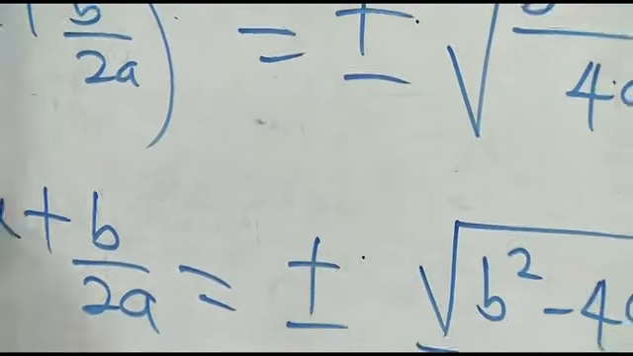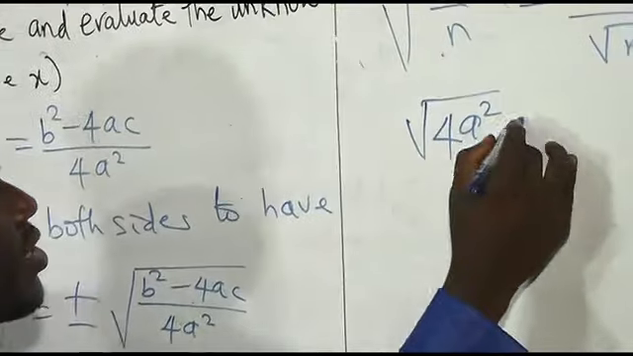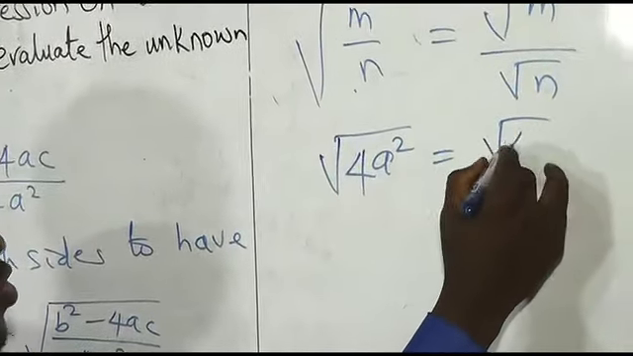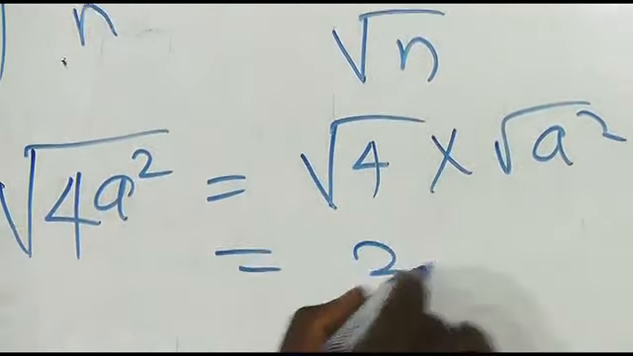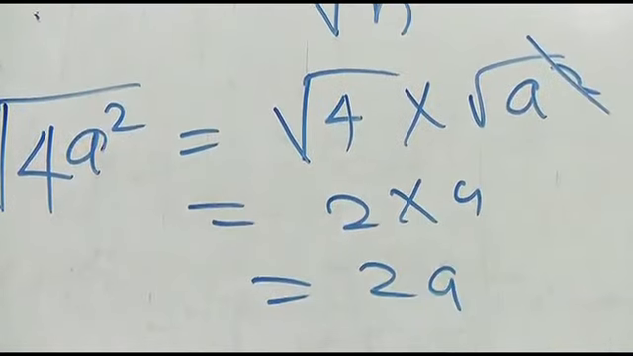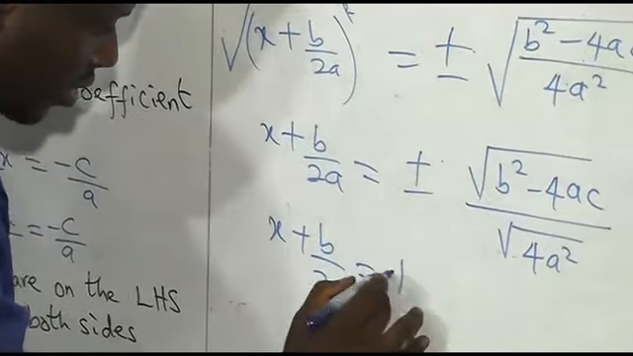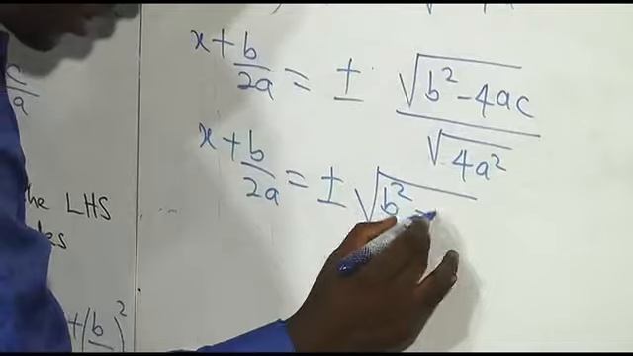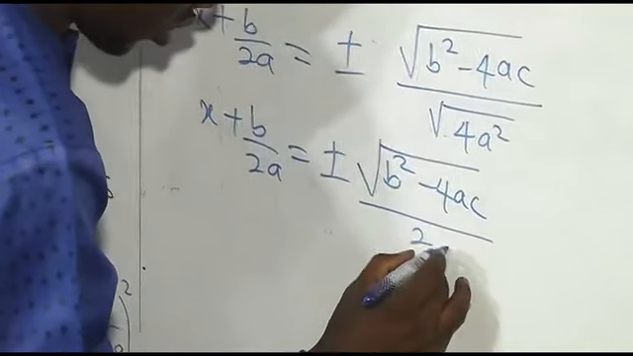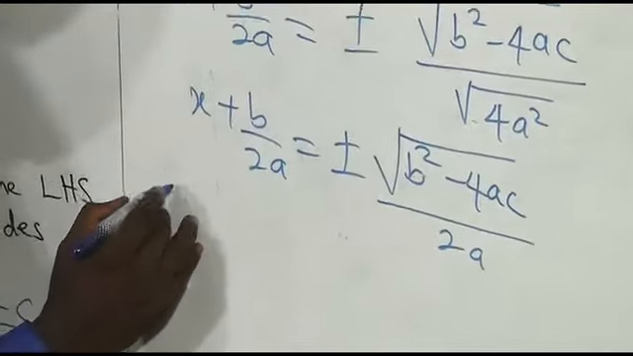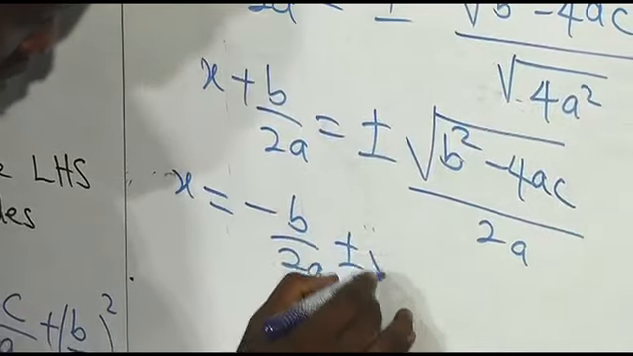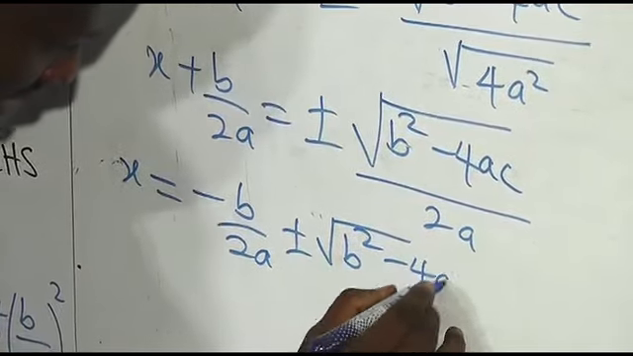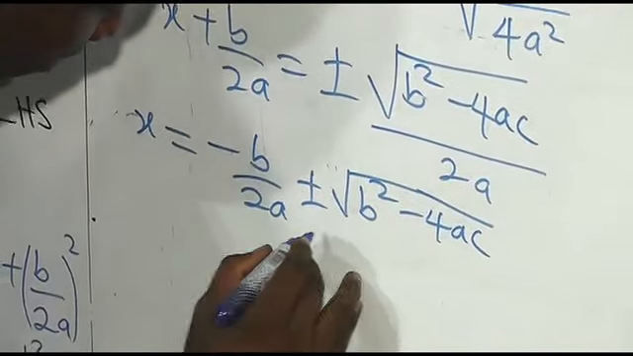Now, square root of 4a squared is also the same thing as writing square root of 4, which is 2, times square root of a squared, which is a, and the answer is 2a. So it means that this will now be square root of b squared minus 4ac all over 2a. Now, making x the subject of the formula, you have x to be minus b over 2a plus or minus square root of b squared minus 4ac all over 2a.